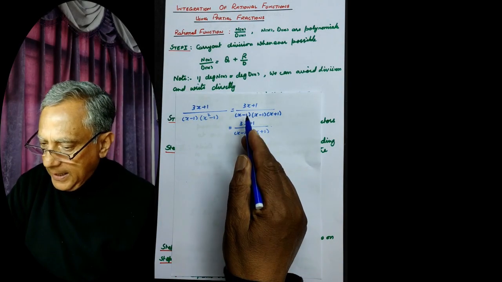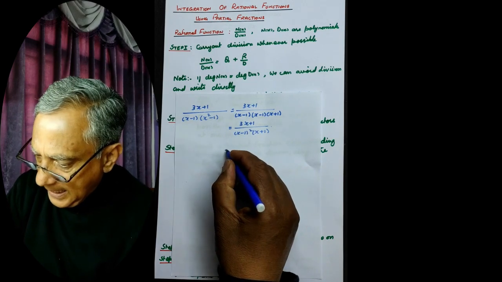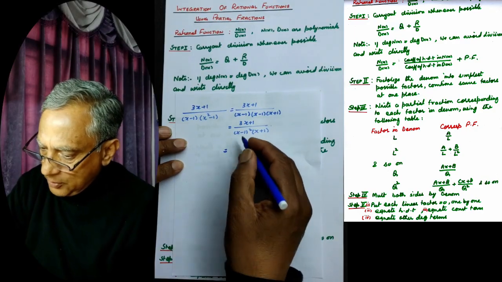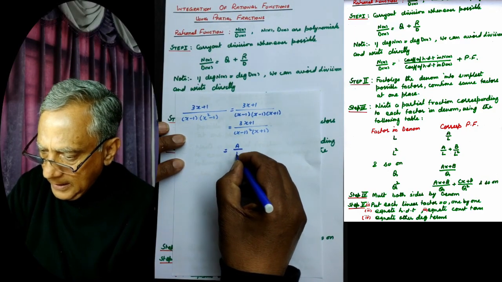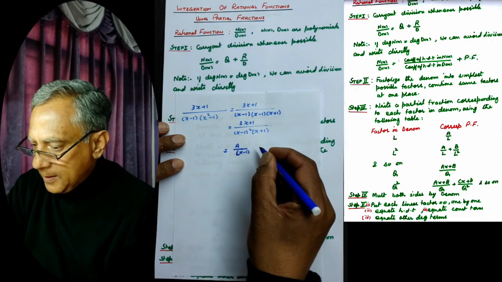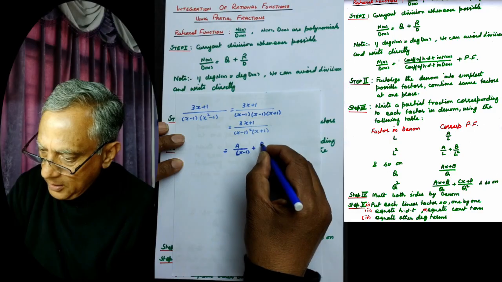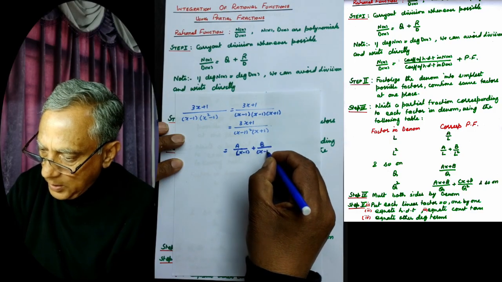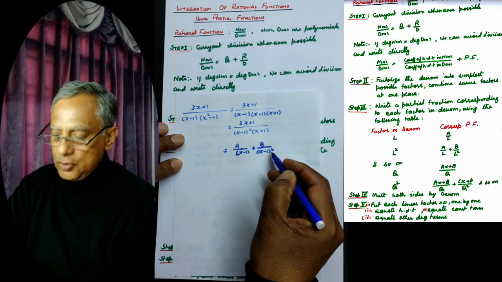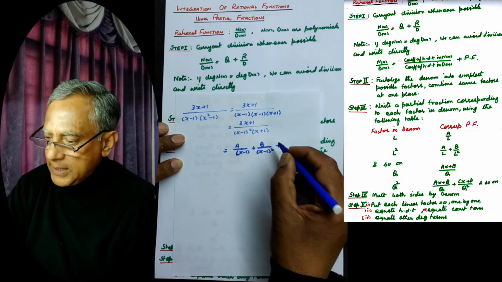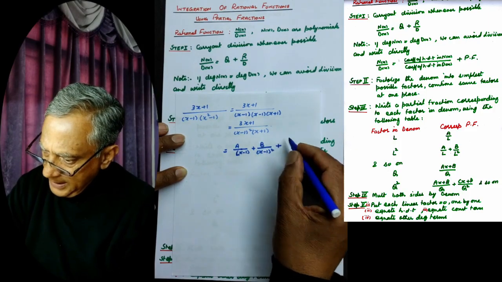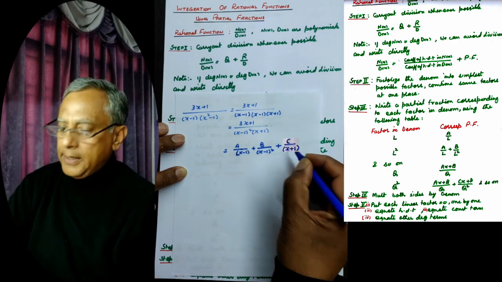So for example, in this case, this is linear square, so we will write this equal to A by L, that is x minus 1, plus B over x minus 1 square. This is linear square, so A over L plus B over L square, you can see the table on the side, and this will be C over linear.